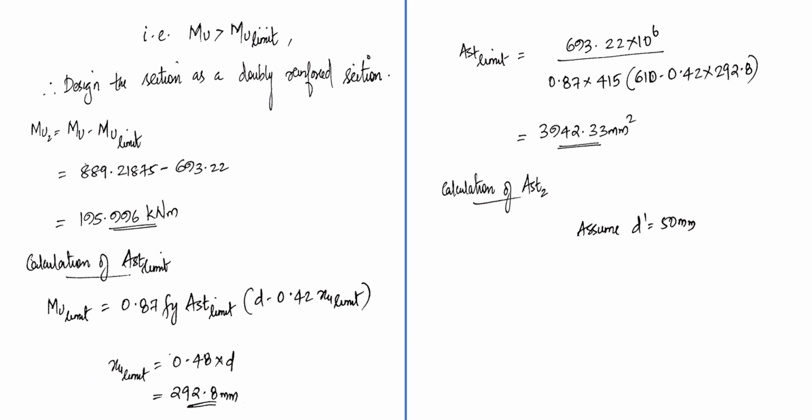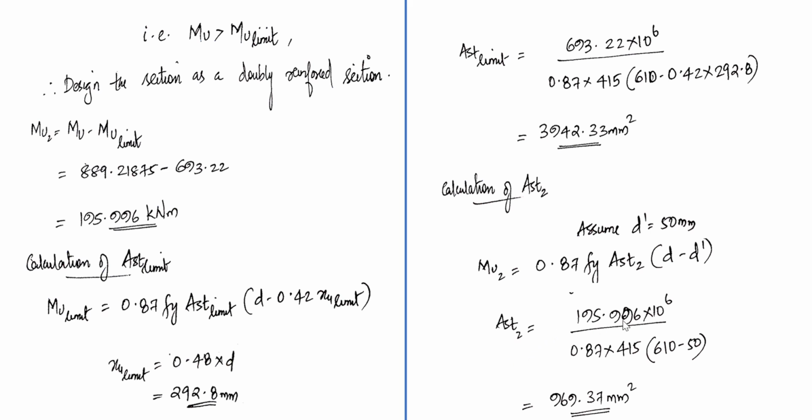That is Mu2. In terms of reinforcement, I will get it as 0.87 Fy Ast2 into (d minus d dash). Here the only unknown value is Ast2, because you know the values for Fy, Mu2, d dash and d. So Ast2 I can write as 195.996 into 10 raised to 6, that is Mu2, divided by 0.87 into 415, that is your grade of steel, into (610 minus d dash). You'll get 969.37 mm square. So that is your Ast2, the additional tension reinforcement to resist the moment Mu2.